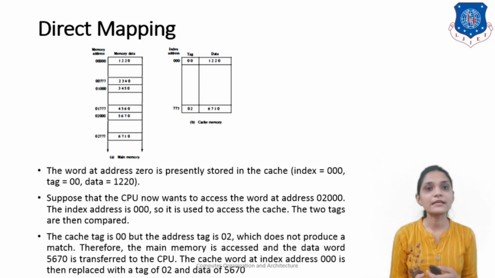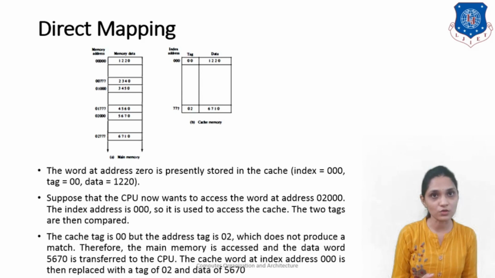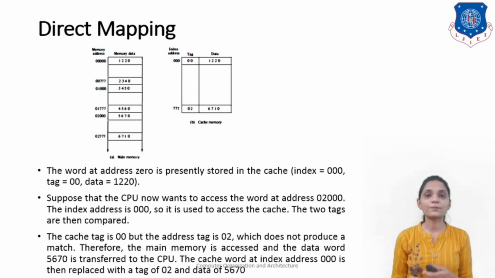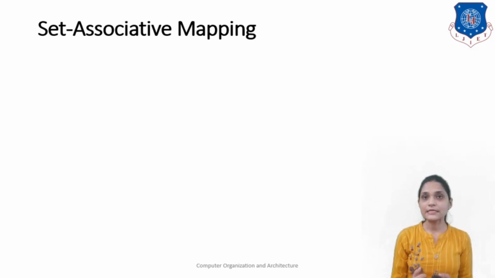Therefore the main memory is accessed and the data word 5670 is transferred to the CPU, and this word is also stored at index location 000 with the new tag, that is 02. Okay, so in this way you can replace the data for different tags. Next we will see the set associative mapping.